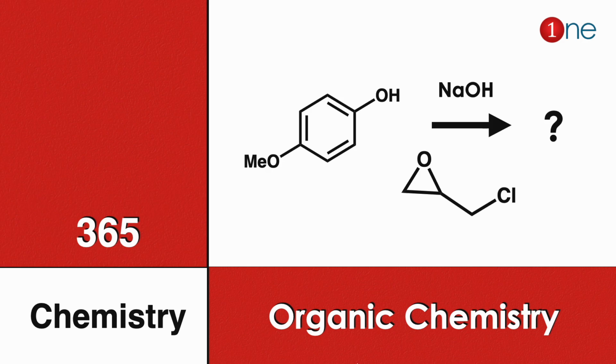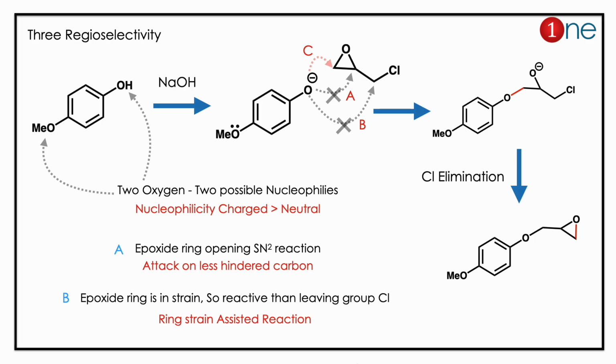Here you go: anisole with an OH at the para position. You are reacting it with sodium hydroxide and an epoxide with a side-chain chloride. You have to find what the final product will be. Here the question is all about regioselectivity.